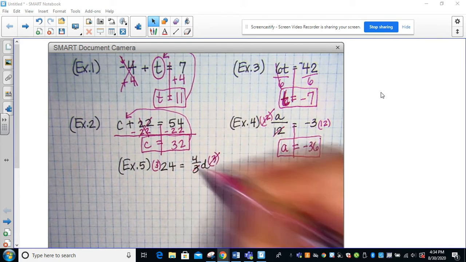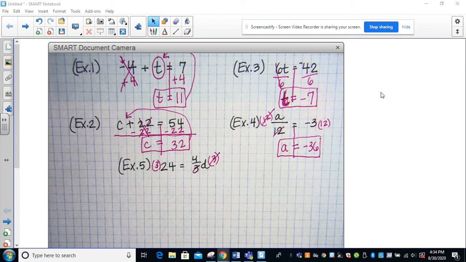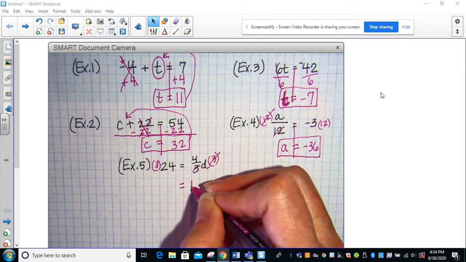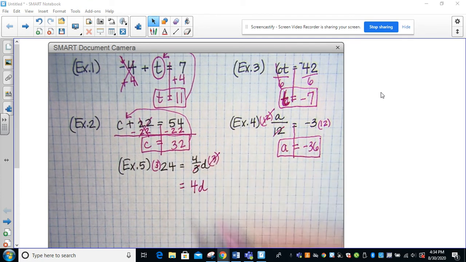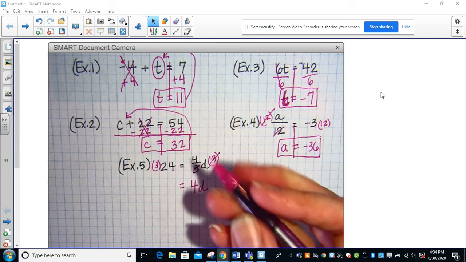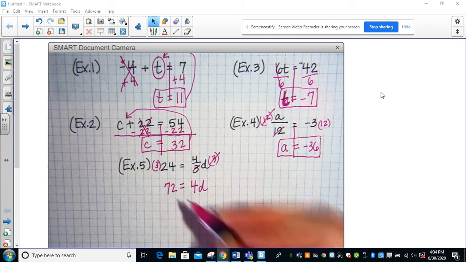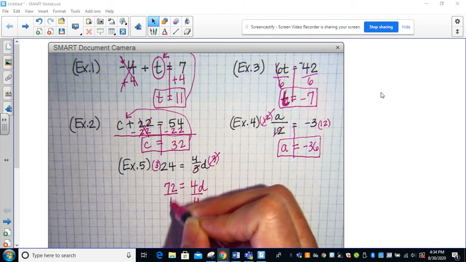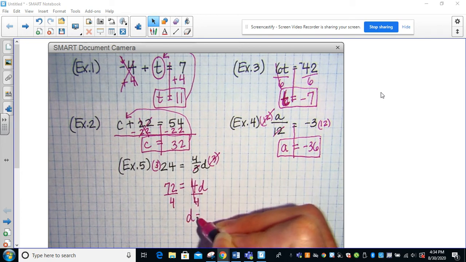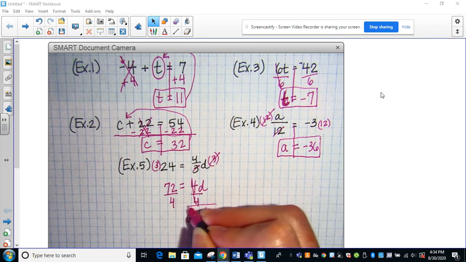That gets rid of that. Notice how those 3's disappeared. So now on this side, you still have the 4 and you still have the D, and then 3 times 24 is 72. Then it looks more like something you're used to. To get rid of the 4, the inverse is divide. So D is going to end up equaling 18.